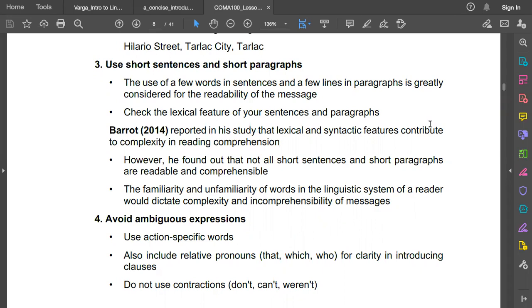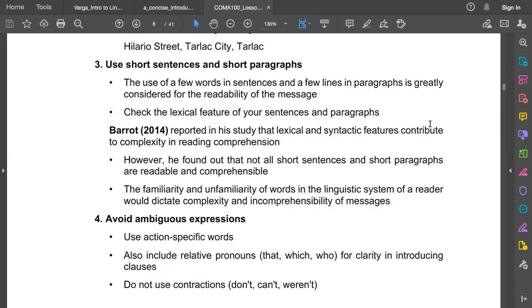Check for lexical features of your sentences and paragraphs, and see to it that it is written with correct grammar. According to Barrett, his study reported that lexical and syntactic features contribute to the complexity of reading comprehension. Correct grammar can affect reading comprehension. Because, based on your experiences, if the grammar is wrong, somehow it could lead to misunderstanding of the letter.